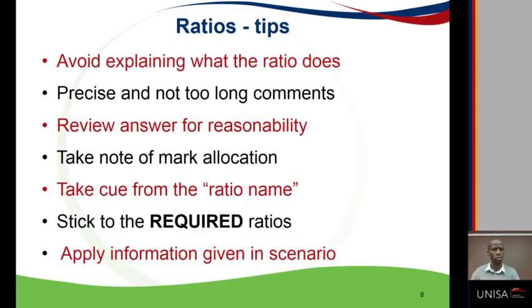Check your answers for reasonability, and then note the mark allocation as well, which I touched on earlier. Then also take cue from the ratio name. I say this all the time. For example, if you've got a PE ratio, you should know it at the back of your mind, because it says price slash earnings. So it's share price divided by earnings per share. If it's gross profit margin, anything that has margin, then you know that you divide by sales.